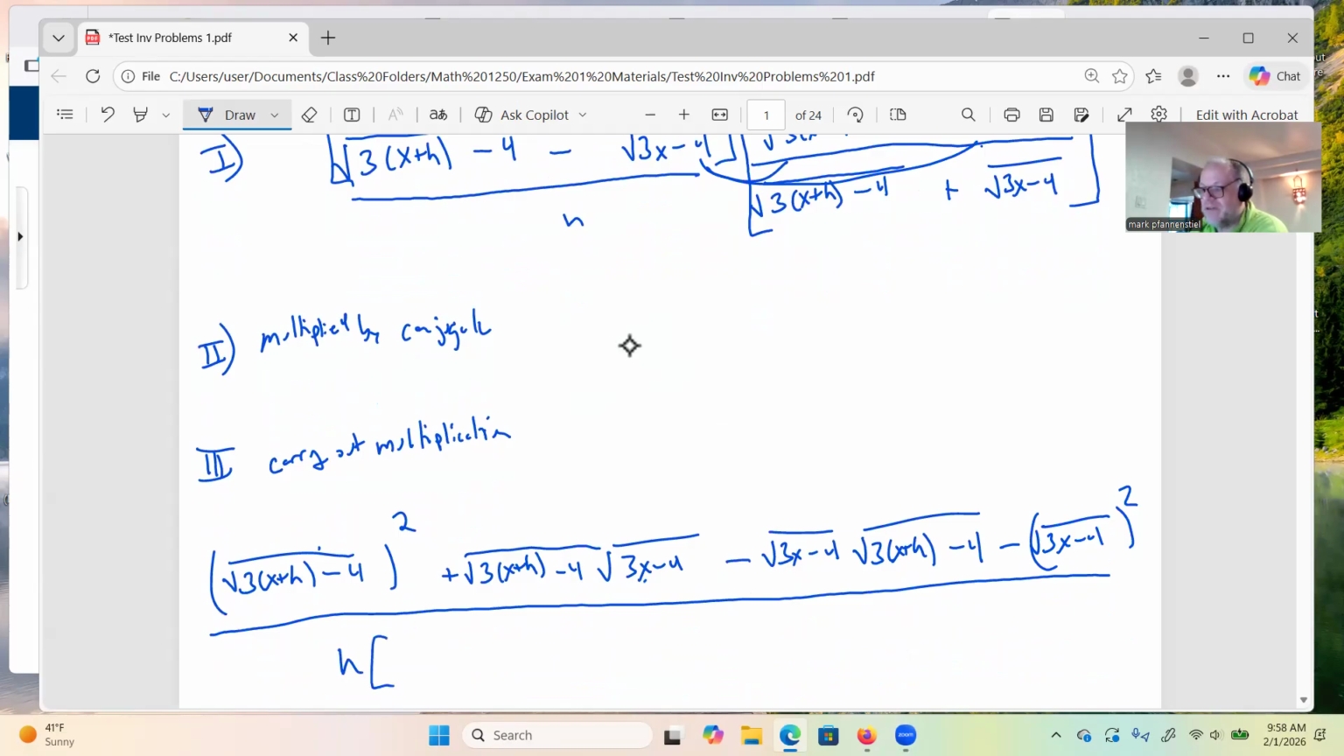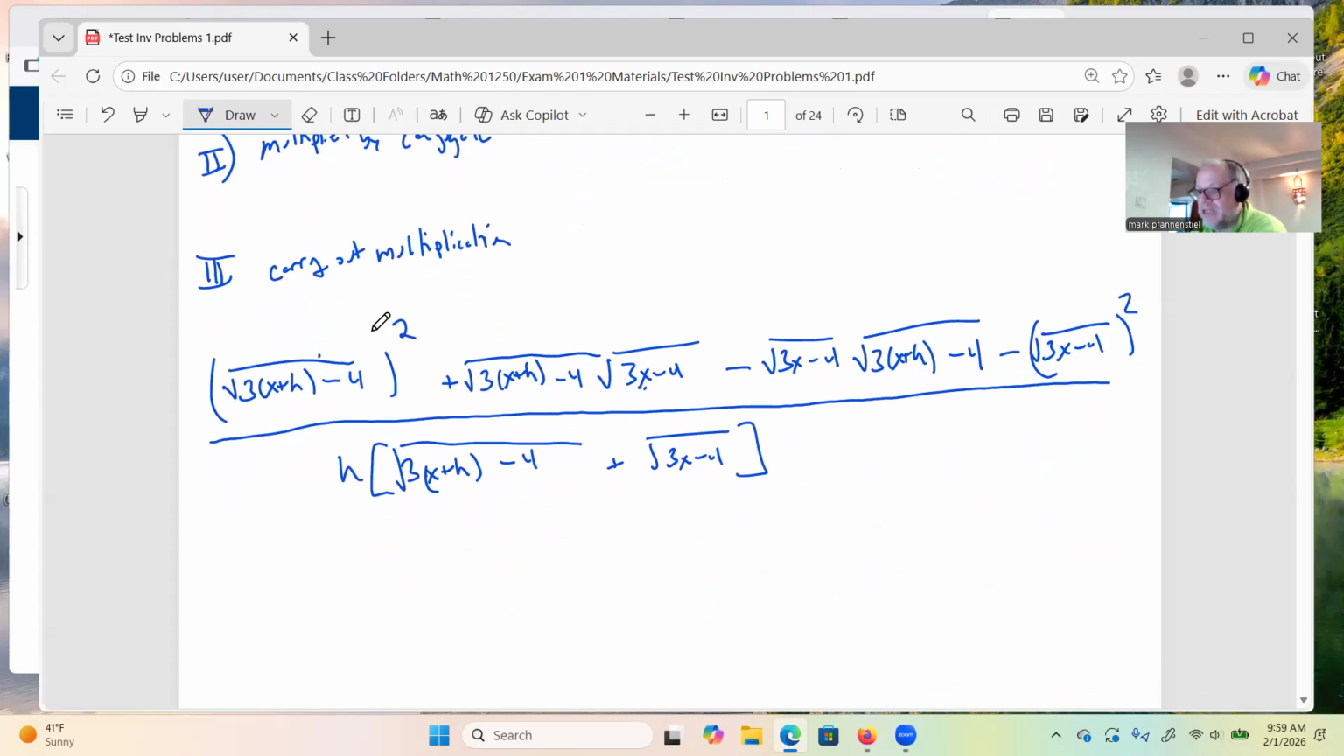Okay, so we end up with an h. I'm just going to write down the stuff on the bottom. We have the square root of 3 times x plus h, that in parentheses, minus 4, plus the square root of 3x minus 4. And now what we have to do is simplify the top. Okay, so we carried out the multiplication. Now we're going to simplify. So step 4, simplify.